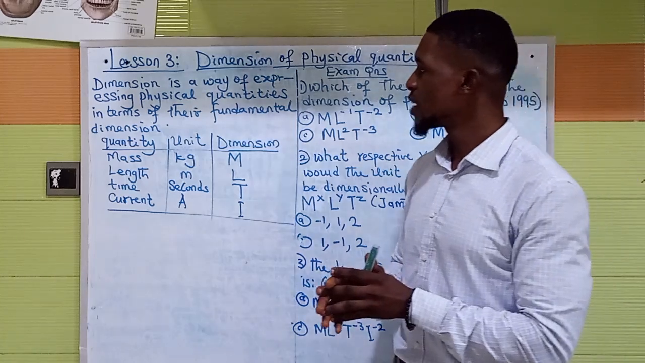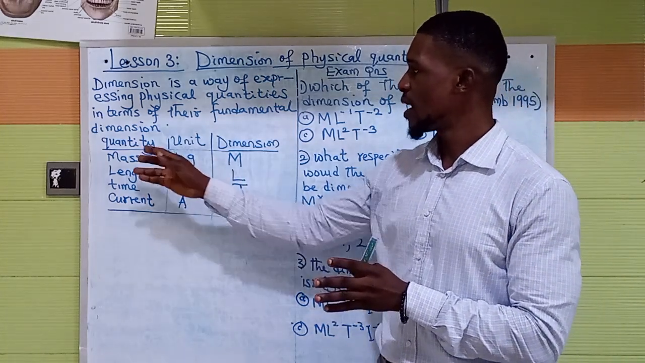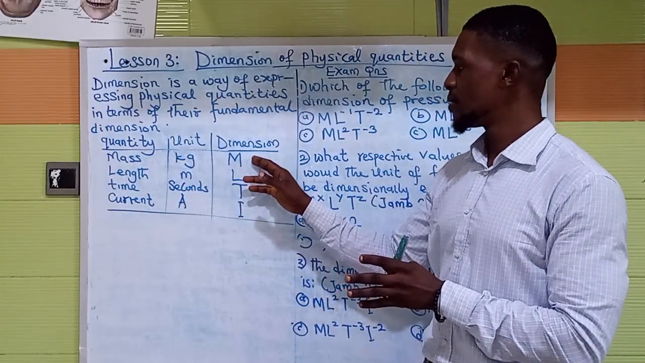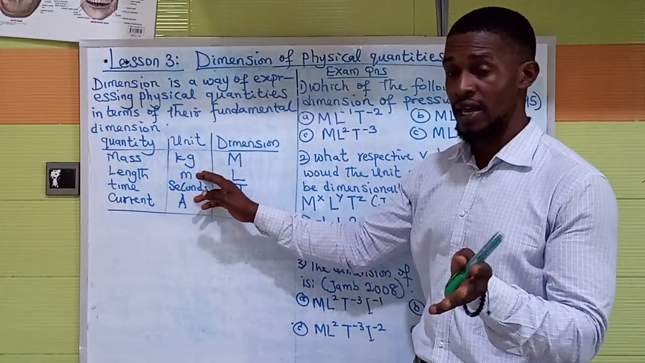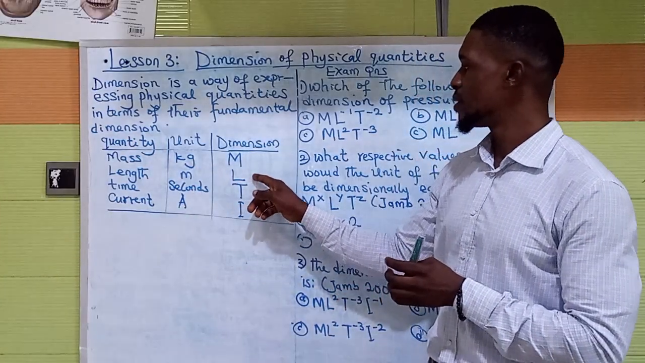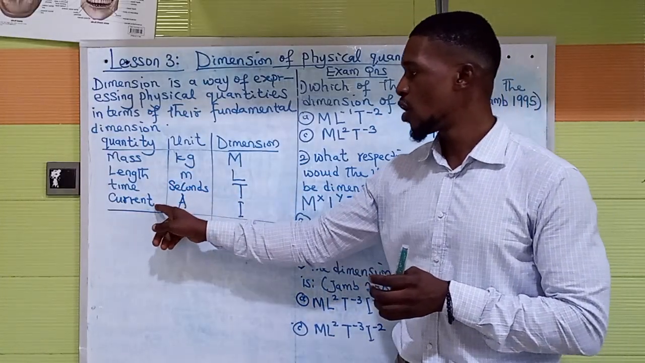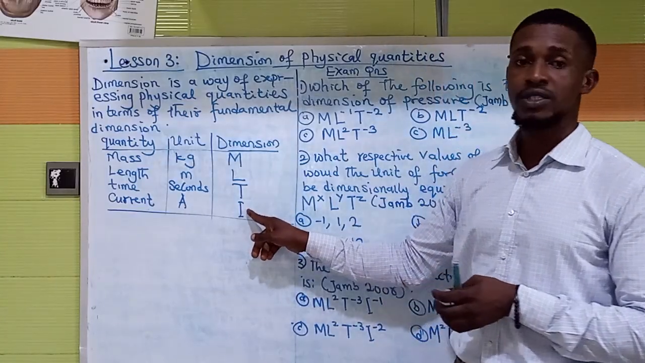So let's look at some units and their dimension. Let's start with mass. The unit is kilogram, the dimension is M. For length, we know the unit is meters, the dimension is L. For time, seconds, it is T. For current, ampere, the dimension is I.